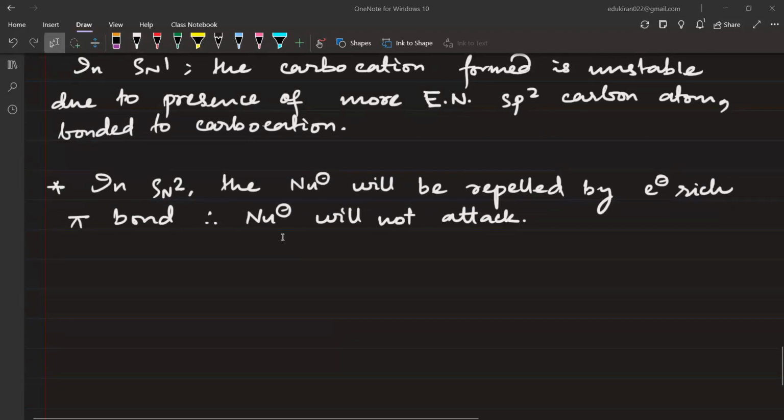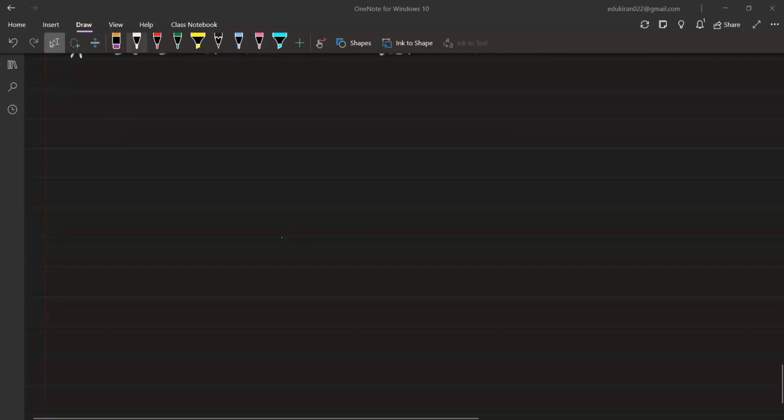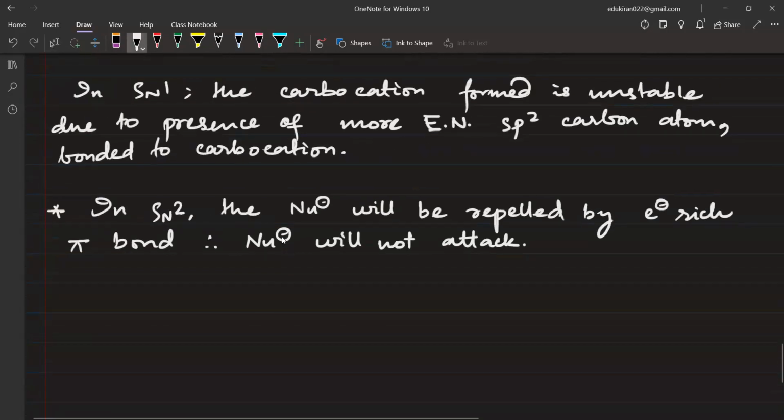ठीक है, यहाँ पे आप लोग लिख भी सकते हैं इस तरह से. For example, if you have chlorine and a double bond here, so nucleophile attack here won't happen. Say electronic repulsion.